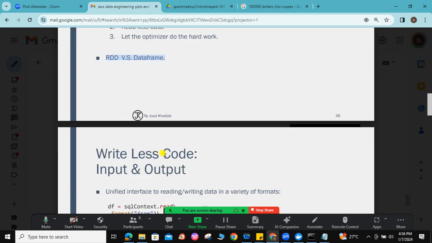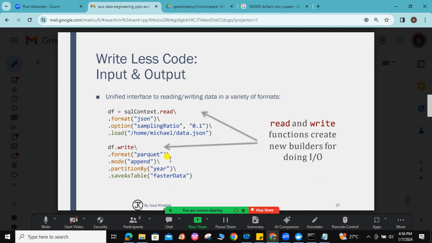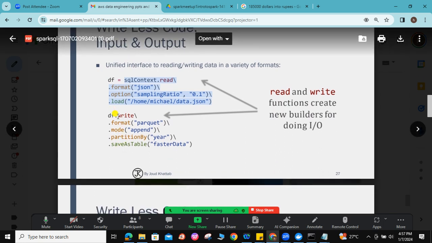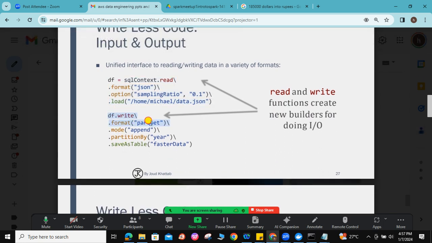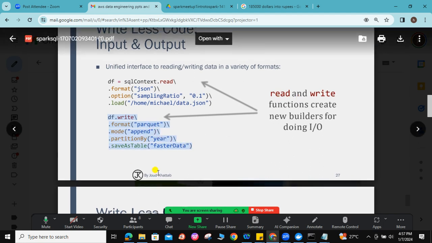RDD versus data frame. You know this. But still there is a way to take the input data, which I have not shown you, to get your JSON data. If I do spark read.json, it will get into my Spark. Okay, Parquet file. If I want to write it as a Parquet output file, write Parquet, append, save as table. We will see this read and write function.